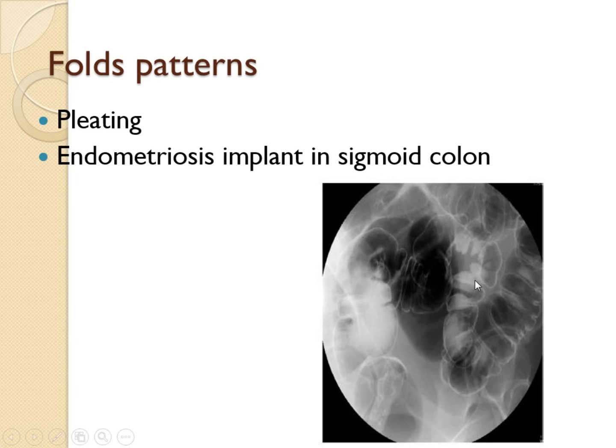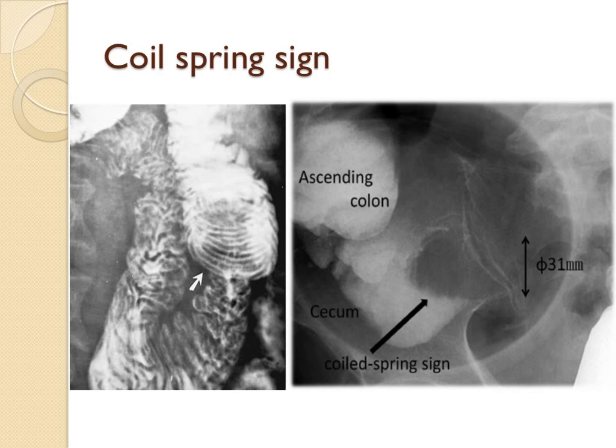Like an accordion. Okay, it's getting close to each other in an endometriotic lesion here, and it's causing fibrosis. And the coil spring sign, it's like coils.